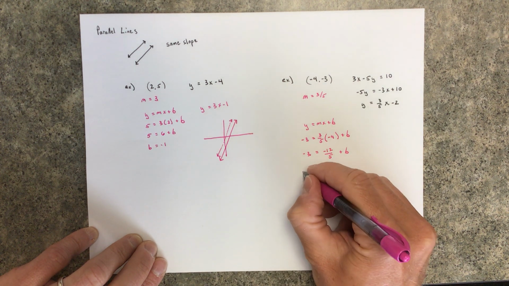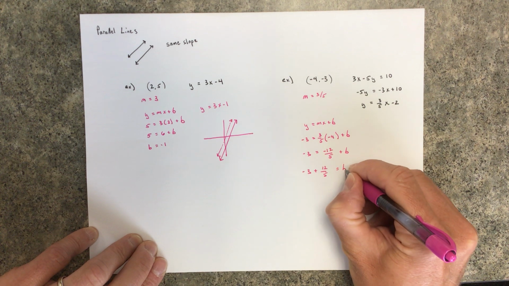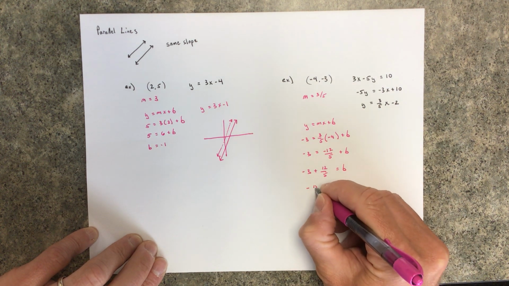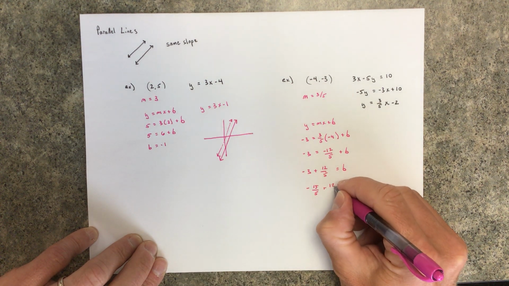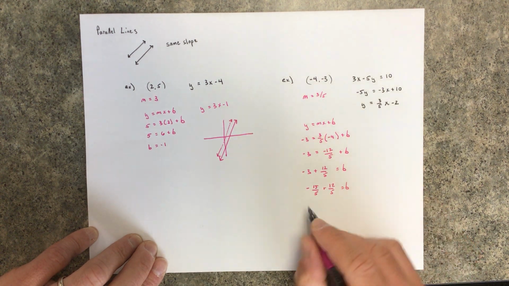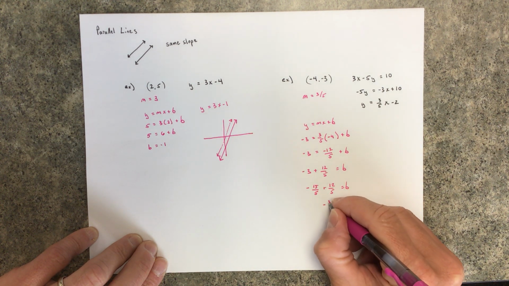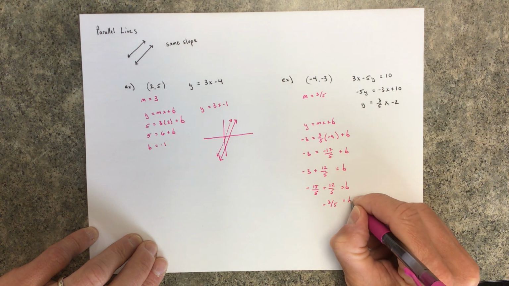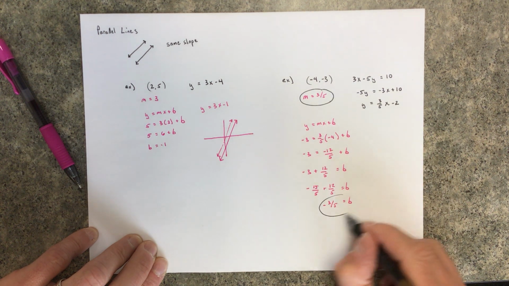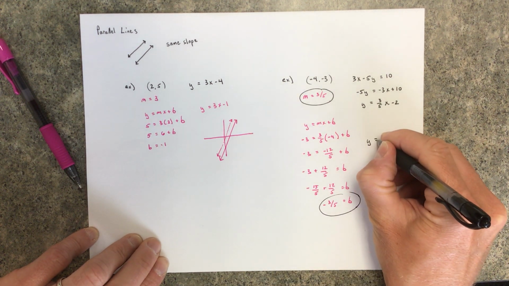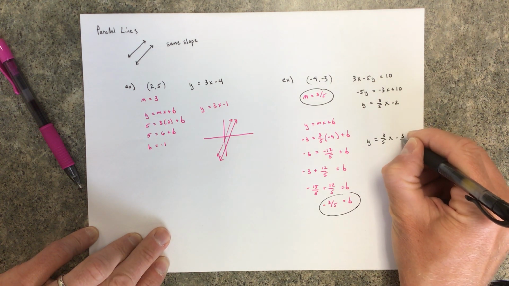And then I'm going to add that over. -3 + 12/5 = b. Let's make that -15/5. Remember, I multiplied top and bottom by 5 because I need a common denominator to add these. -15/5 + 12/5 is -3/5, and that's equal to b. And again, once you have the slope and you have the b value, then you write the equation: y = 3/5 x - 3/5.